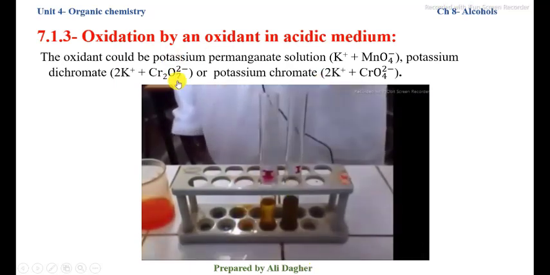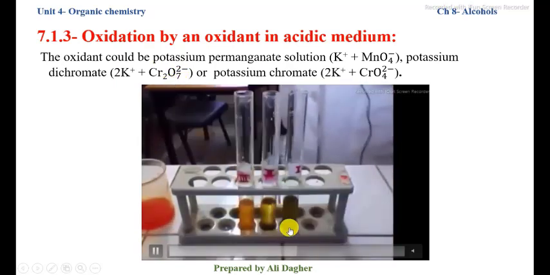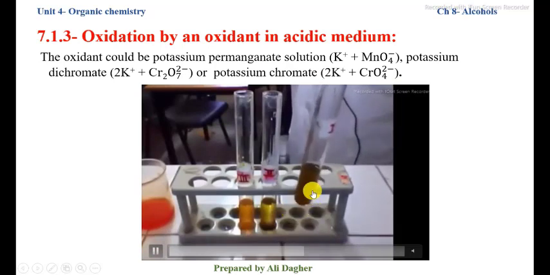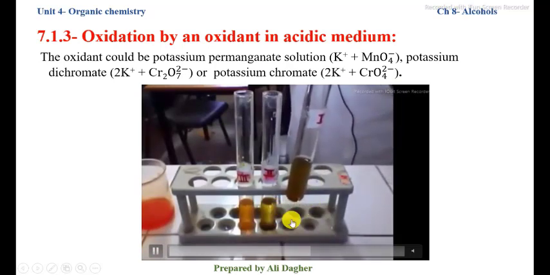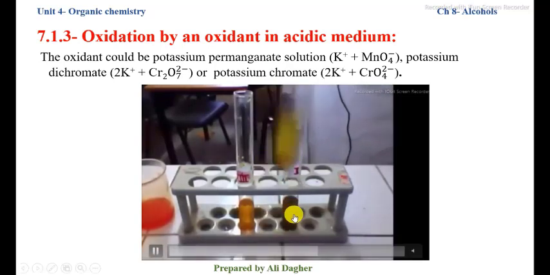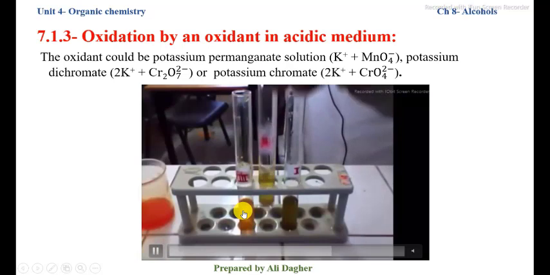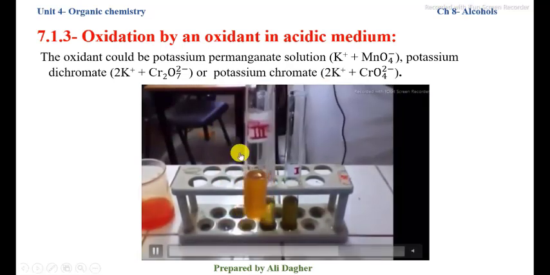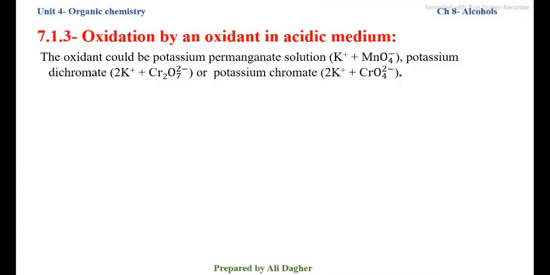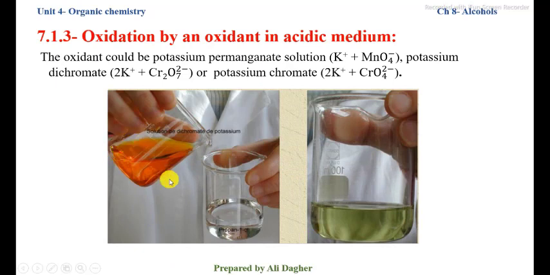The dichromate ion is transformed into chromium ion of green color, so when we have a change in color from orange to green, that means there is an oxidation that took place. Then primary alcohol and secondary alcohol underwent mild oxidation, while the tertiary alcohol did not undergo mild oxidation. The color remains orange. At the beginning the solution of potassium dichromate is orange, the alcohol is colorless. At the end the color becomes green if we have oxidation, because the orange dichromate ions are transformed to green chromium Cr3+ ions.